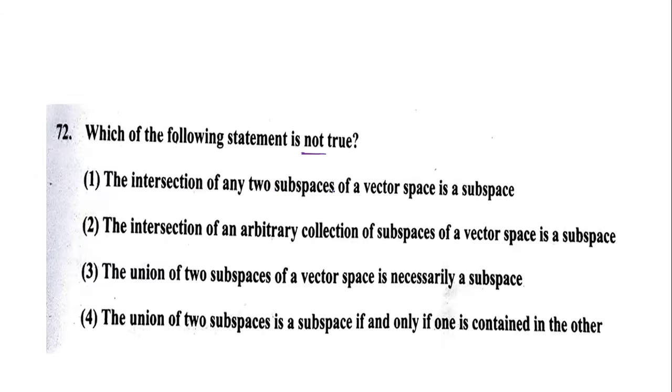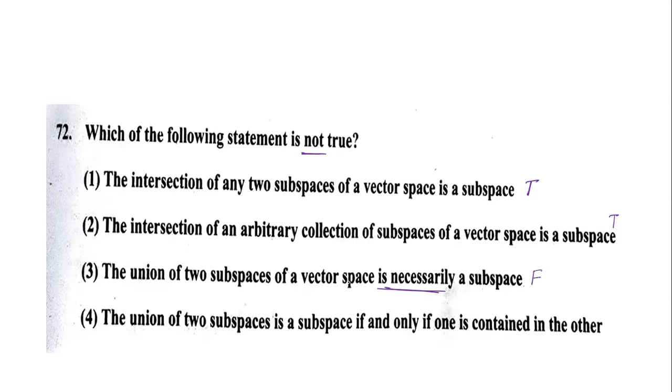Next, which of the following statements is not true? The intersection of any two subspaces of a vector space is a subspace. This is a true statement. The intersection of an arbitrary collection of subspaces of a vector space is a subspace. This is also true. The union of two subspaces of a vector space necessarily, keyword necessarily, is a subspace.